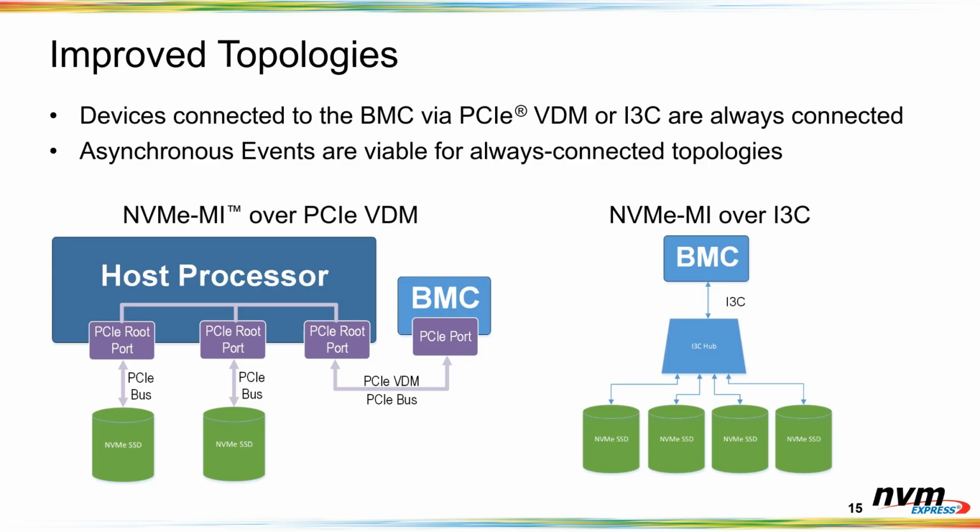But now we have improved topologies. So with PCI VDM and I3C, all of the NVMe devices are always connected to the BMC. For PCI VDM, the root complex or PCI switch handles interleaving of traffic from multiple devices. And for I3C, the I3C hub handles this interleaving. And so therefore, asynchronous events are viable with these topologies.